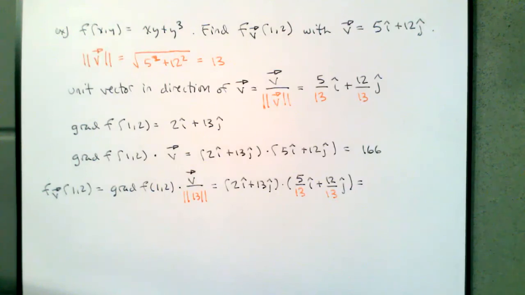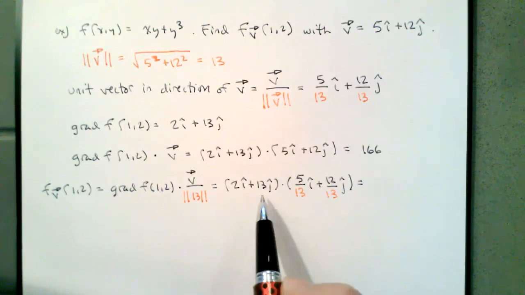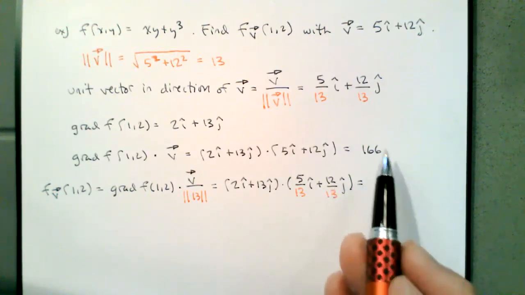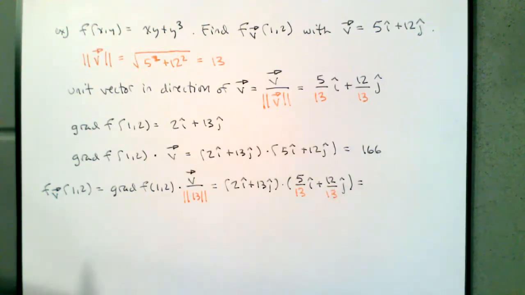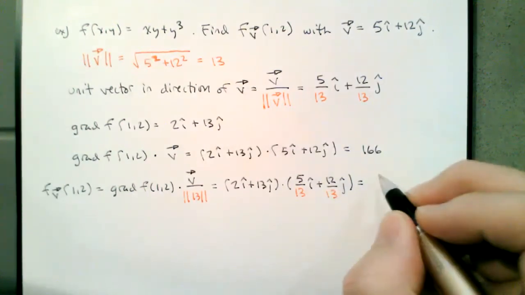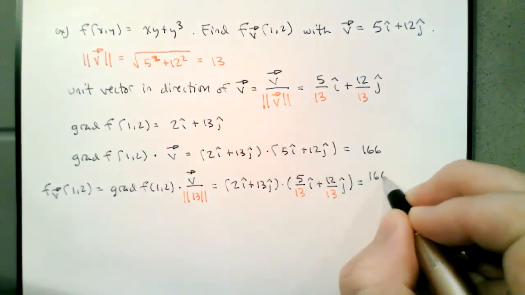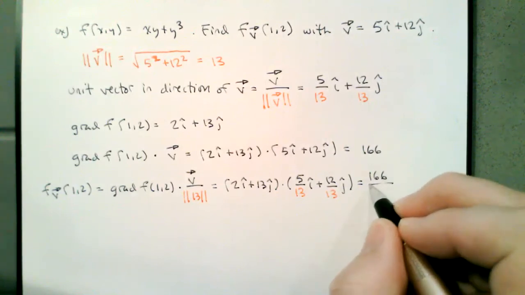So notice that in the calculation, I would just take 2 times 5/13 plus 13 times 12/13. I'm going to get the 166. It's just going to be divided by 13. So if you ever forget, you don't have to go back and redo the whole calculation.